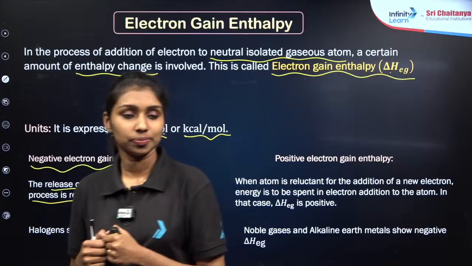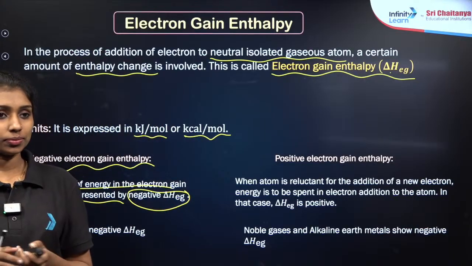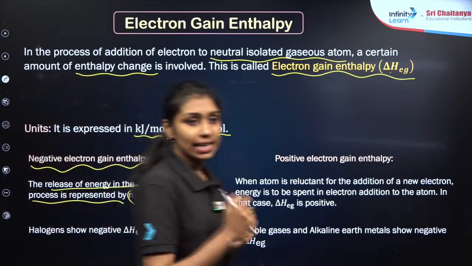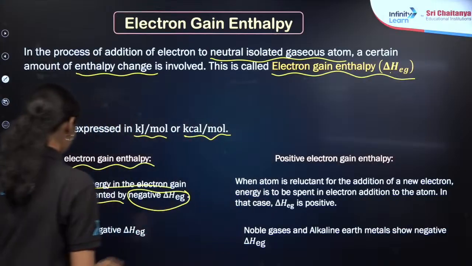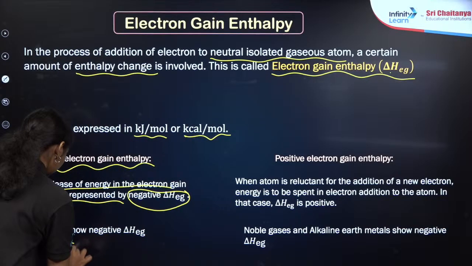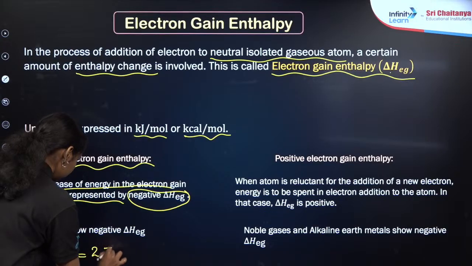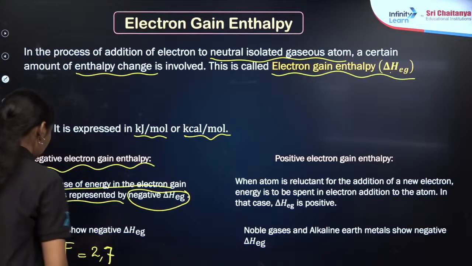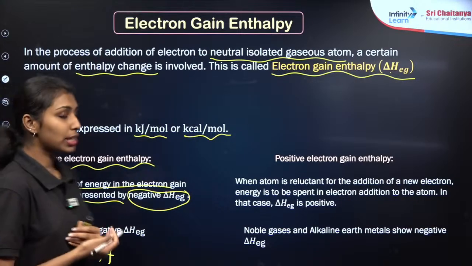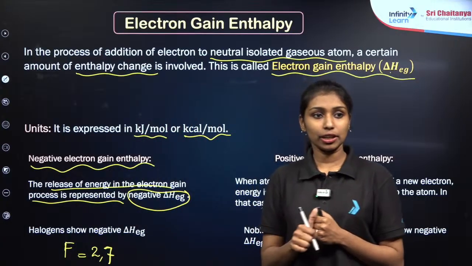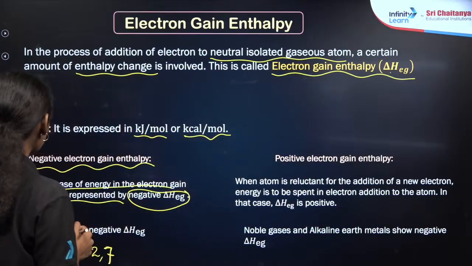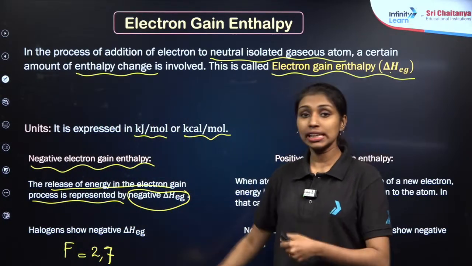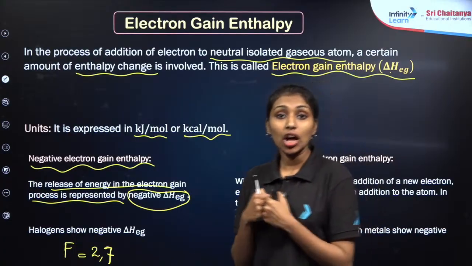Is it clear now? What will be the difference? For example, if I am taking the halogens, for example fluorine, right? Fluorine has the electronic configuration 2,7, which means group 17, the halogens. In the case of fluorine, with 2,7 configuration, it needs one more electron to get the octet configuration, right?